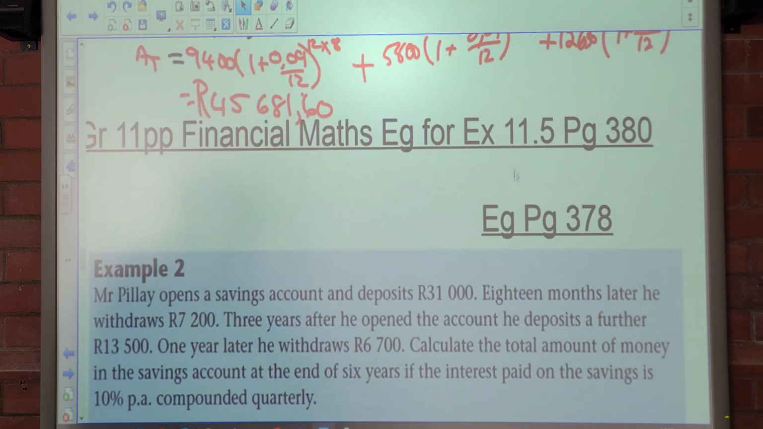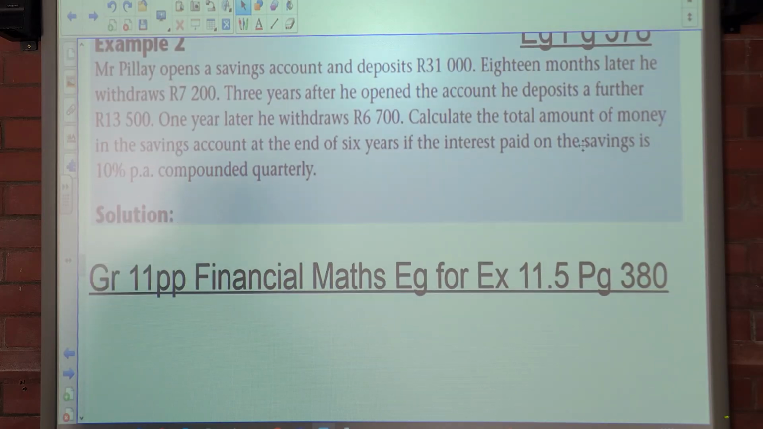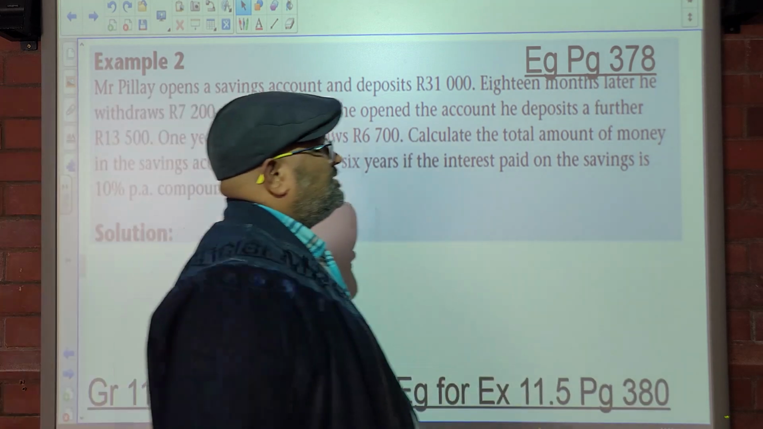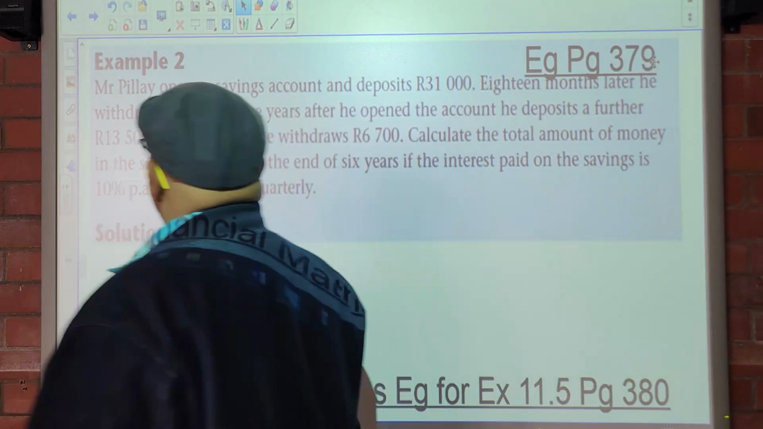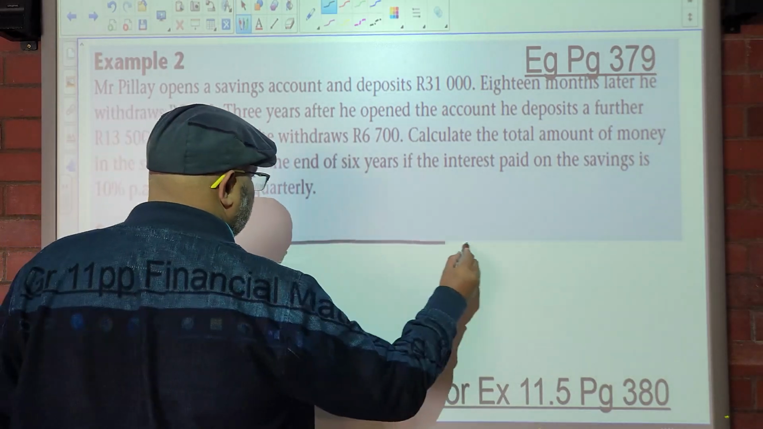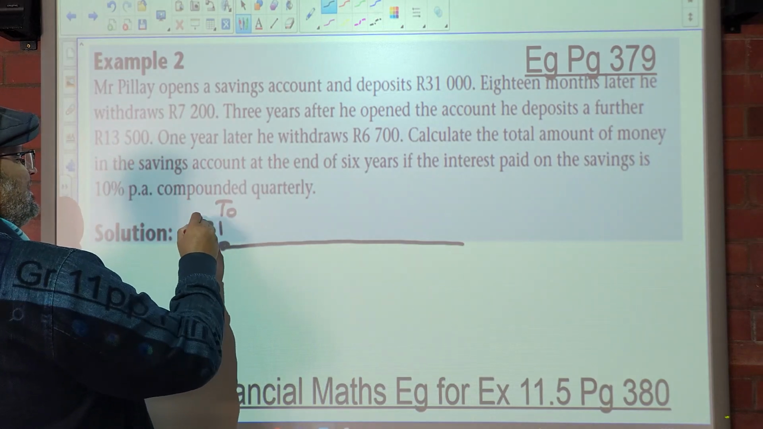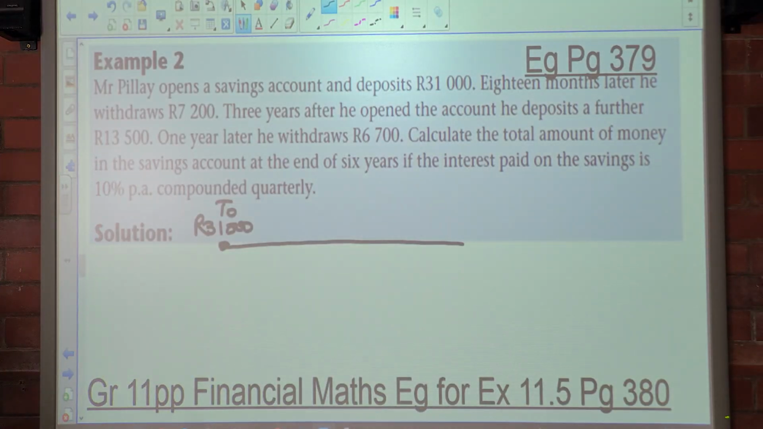We'll do example 2. Example 2 is on page 379. Right, here we are told that Mr. Pillay opens a savings account and deposits 31,000 rand. A lot of money, hey? So it will be T0. But to you guys, this will always be peanuts, hey? So 31,000 rand.